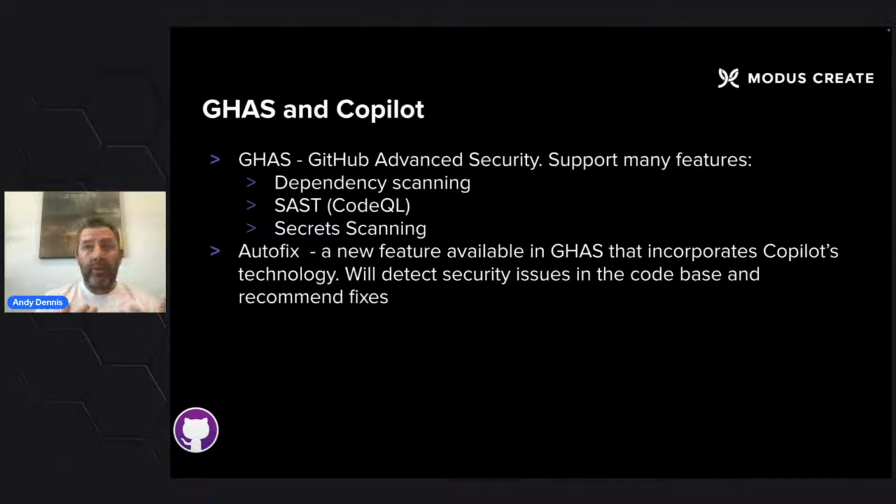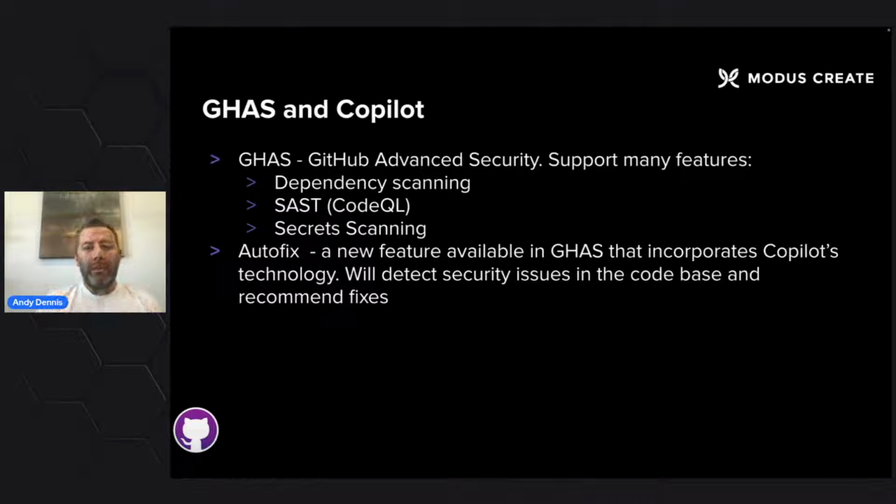However, that isn't all. One of the newest features is called GitHub Autofix. This combines Copilot's features and GitHub Advanced Security's features. And when an issue is detected in the code base, the Autofix feature will automatically create a pull request and provide a recommended fix to the identified issue. So we're going to take a look at how this works in a moment.